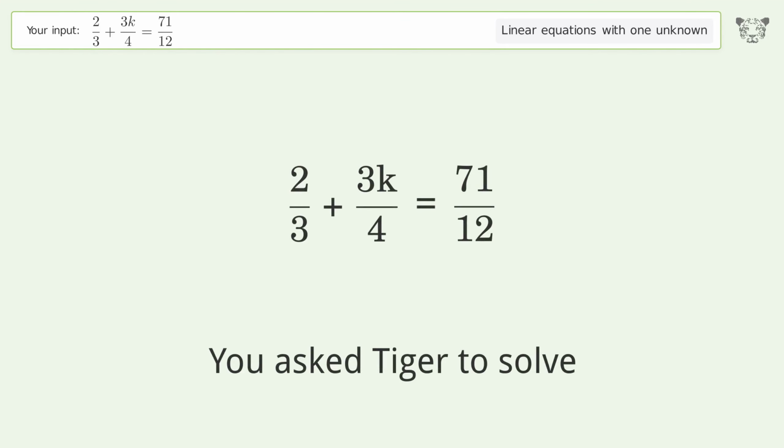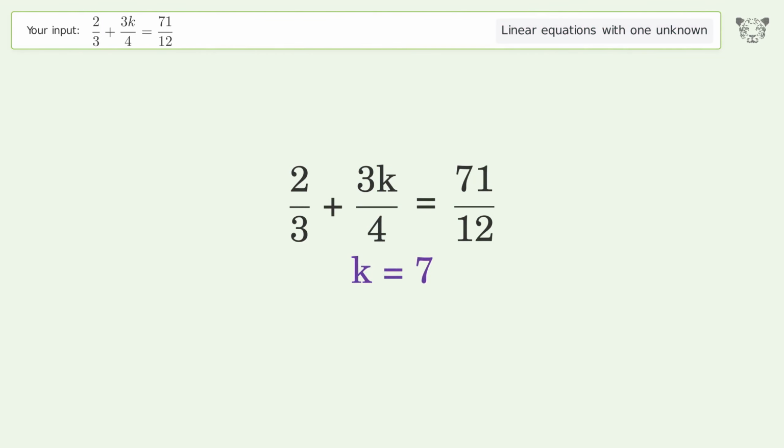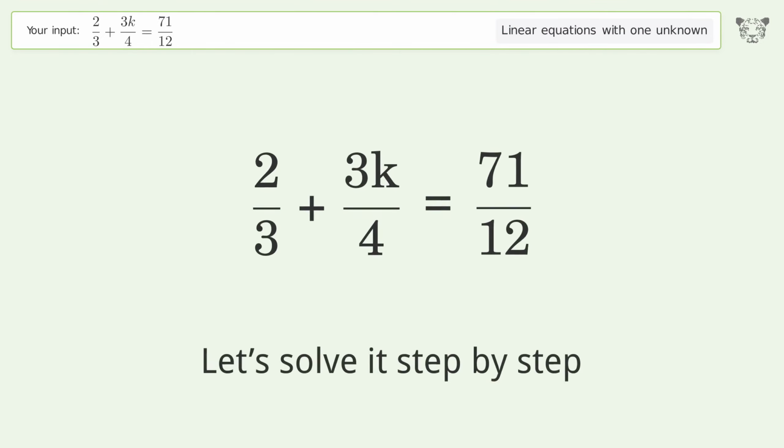You ask Tiger to solve. This deals with linear equations with one unknown. The final result is k equals 7. Let's solve it step by step.